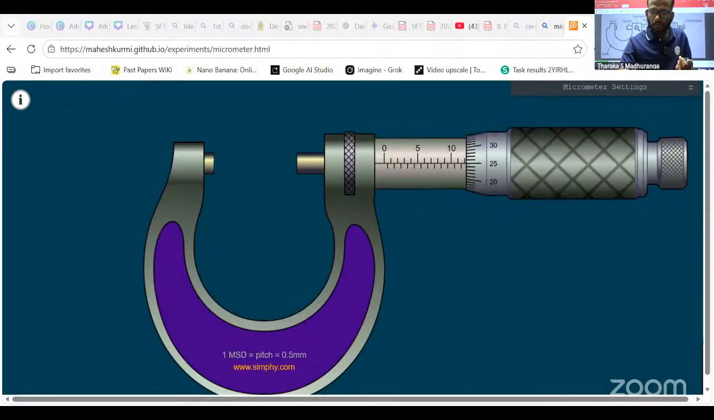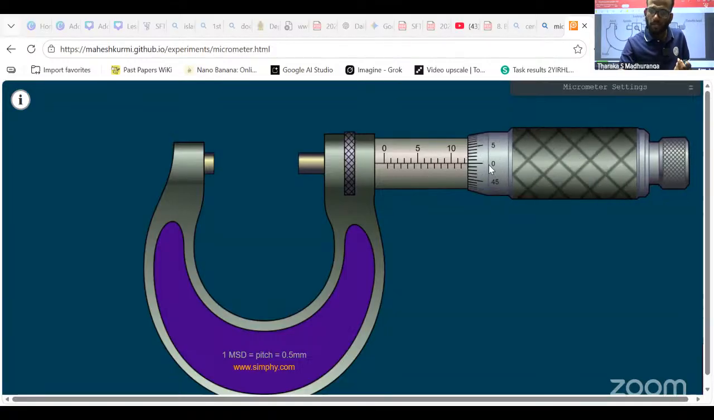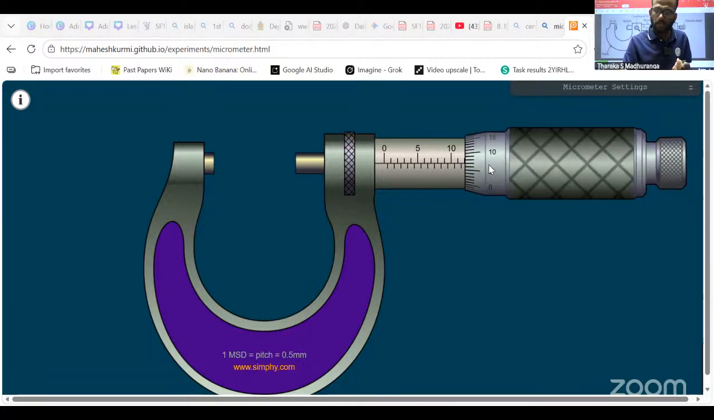Okay, this is a linear scale, and this is a circular scale, the rotating one. Now you know two parts. Okay, tell me the parts. This one, U frame. This one, anvil. This one, spindle.